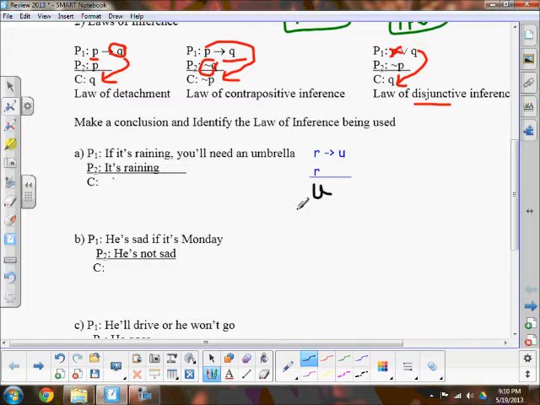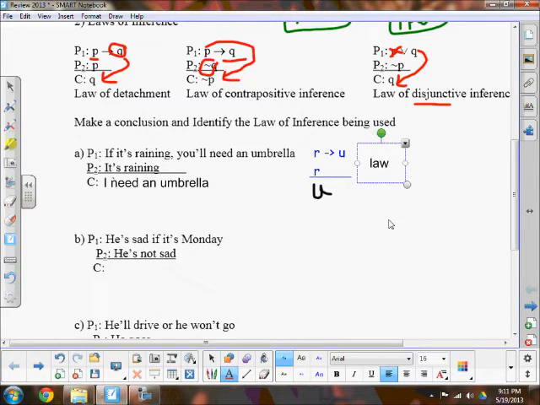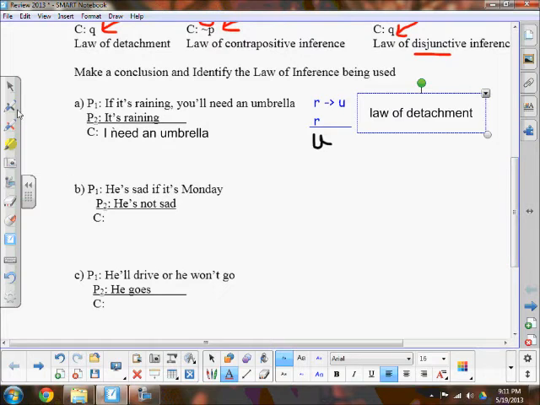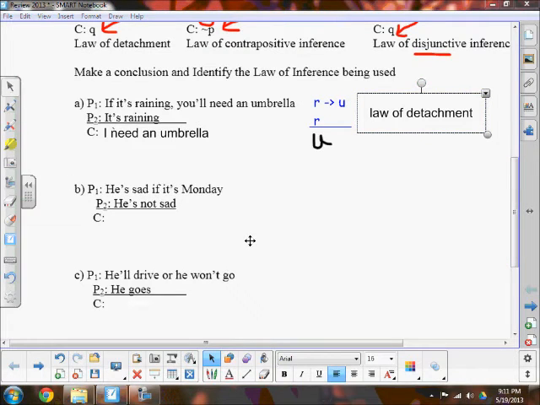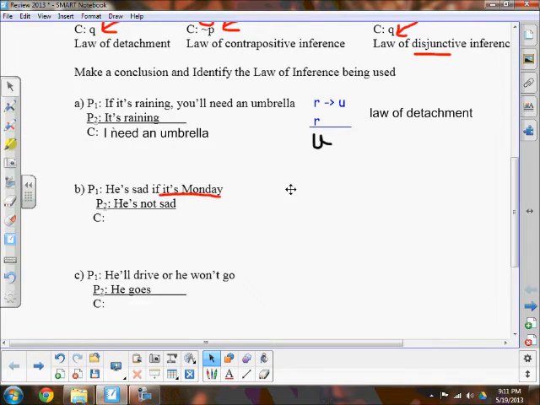This is clearly a law of detachment situation of these 3. I'm detaching off that conclusion to make a statement. If the conclusion must follow from the hypothesis and the hypothesis happens, the conclusion I'm making is basically, I will need an umbrella because it's raining. If it's raining, I need an umbrella. It is raining. I will need an umbrella. So I can make that statement. It would be, I need an umbrella. And the law that I'm using is basically law of detachment.